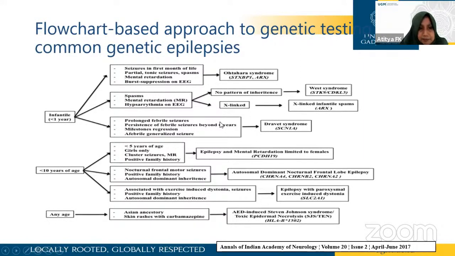Kemudian misalnya pada usia anak kurang dari 1 tahun ada prolonged febrile seizure, kemudian ada kejang demam setelah usia 6 tahun, ada regresi milestone, kemudian ada febrile generalized seizure. Kita harus curiga itu adalah Dravet syndrome sehingga perlu diperiksa SCN1A. Begitu juga dengan kelainan yang lain.